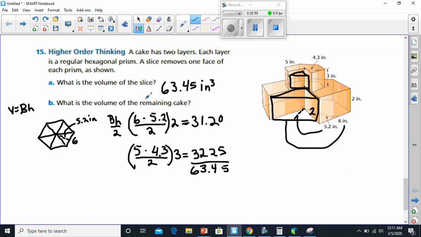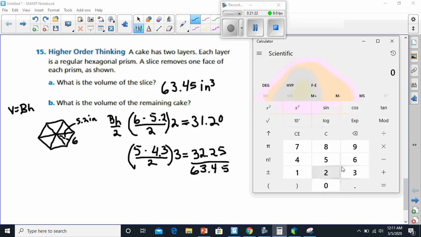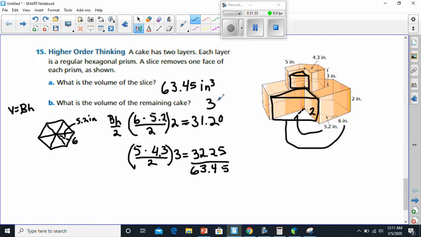Now we have to find the volume of the remaining cake. Well, the remaining cake is going to be the other 5 slices, right? We found the slice of this one, so the remaining is going to be 1, 2, 3, 4, 5. We'll just take this number and multiply it by 5. So 63.45 multiplied by 5 gives us 317.25 inches cubed.